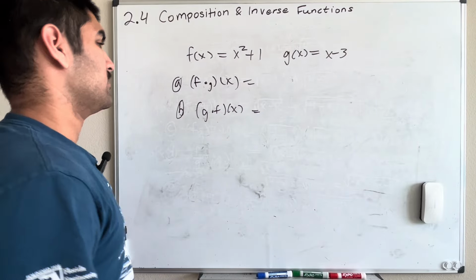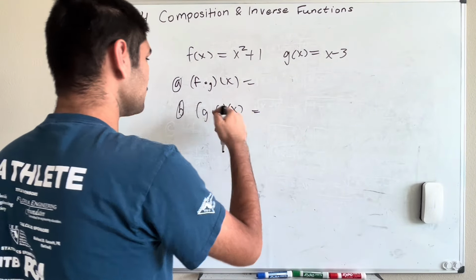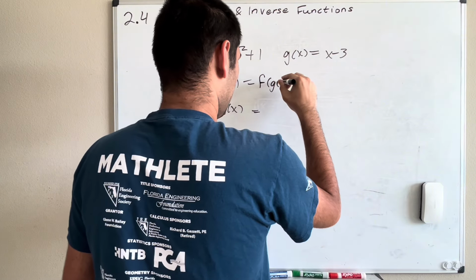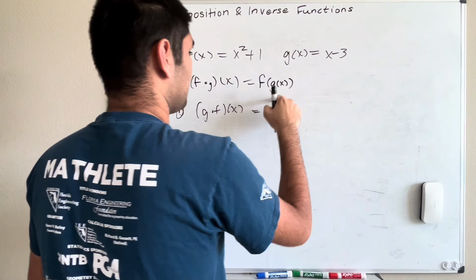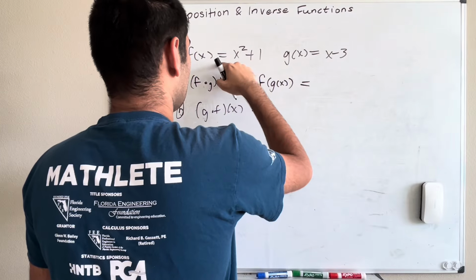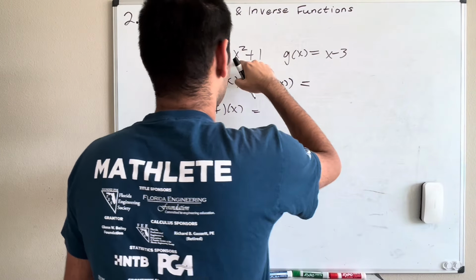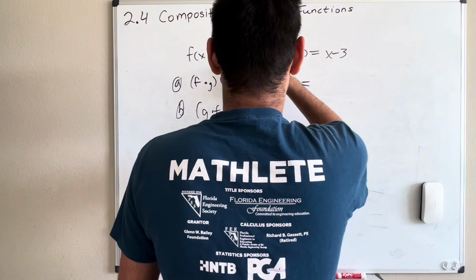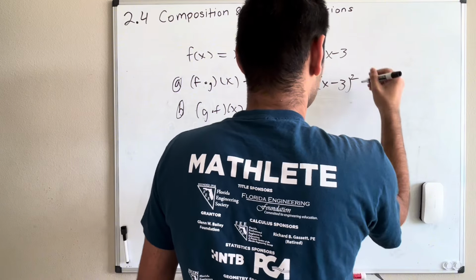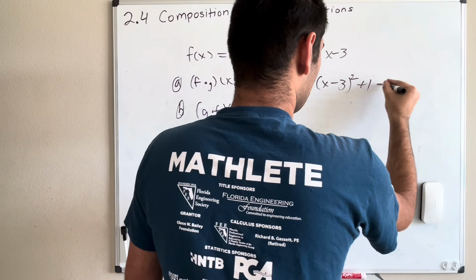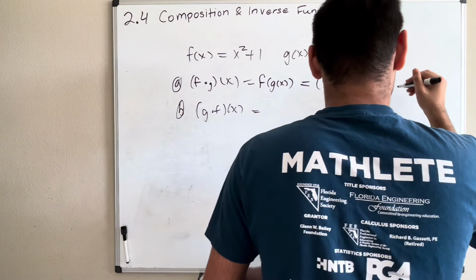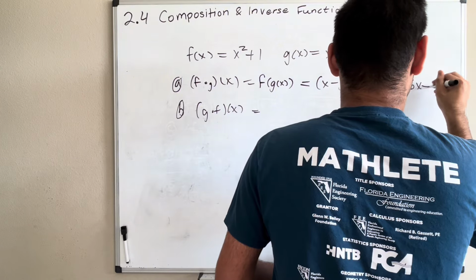All right. Now let's work through them together. So for the first one, f of g of x, this is just saying f of g of x. So you're putting g of x as input into f of x. So wherever you see x in f of x, you're going to replace it with g of x. So here we have x squared, but x is now g of x, which is x minus 3. So we have x minus 3 squared, and then plus the 1. And if we expand this out, we would get x squared minus 6x plus 10.